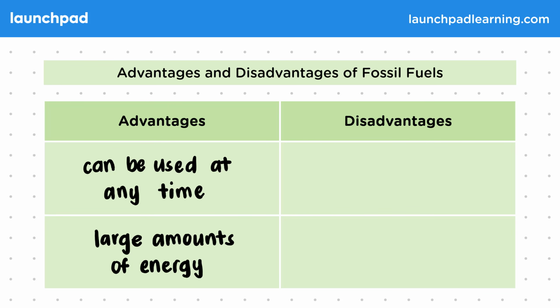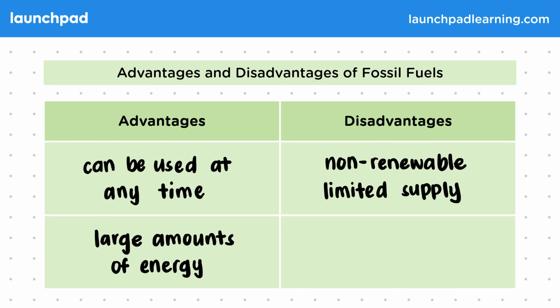However, the disadvantages are that they are non-renewable and they are in limited supply. So they take too long to replace and stores are depleted very quickly. They also release greenhouse gases. So when they're burnt, they release carbon dioxide, which contributes to global warming. For your exam, you will be expected to be able to recall and explain these advantages and disadvantages.